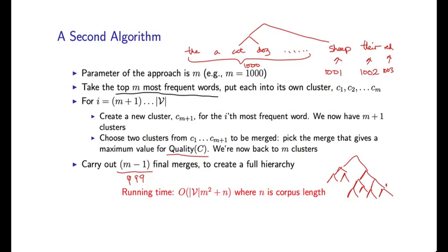The running time is the following. You can show it's the vocabulary size times m squared, where m is this value, say 1,000, plus a linear term in the size of the corpus. So while still expensive, this is nevertheless feasible for quite large corpora of training examples. And indeed, this algorithm has been applied to very large training corpora.